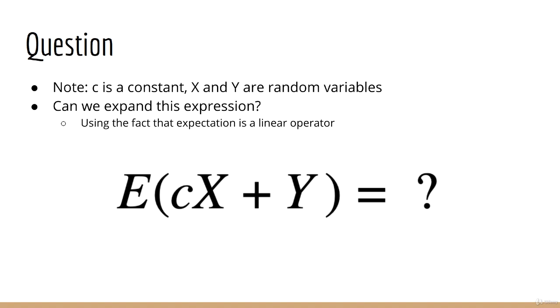Next question. Suppose I have some constant c and some random variables x and y. I want to calculate the expected value of c times x plus y under some distribution. It doesn't matter what distribution it is, but if you want one, then let's say it's the joint distribution between x and y. The question is, using the fact that the expected value is a linear operator, how can I expand this expression?